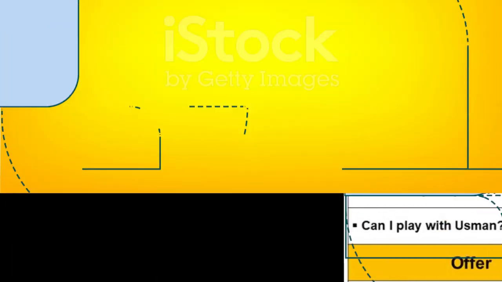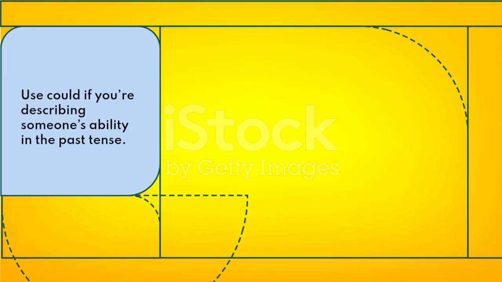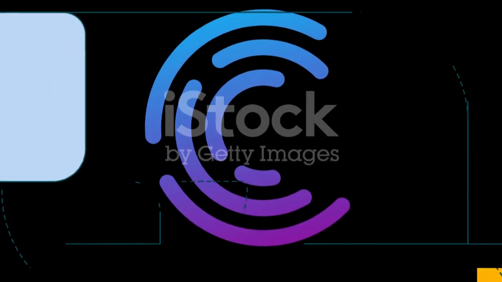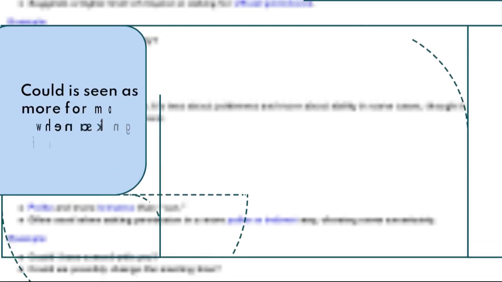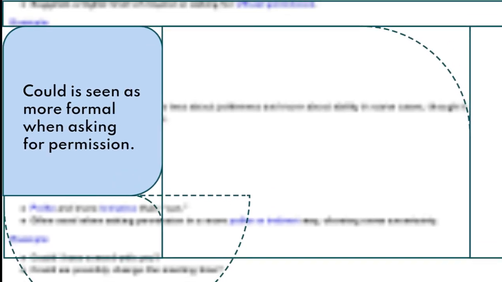Using could in a sentence. Use could if you're describing someone's ability in the past tense. Consider could a realist when it comes to possibilities. Something might happen, but it also might not. Could is seen as more formal when asking for permission.